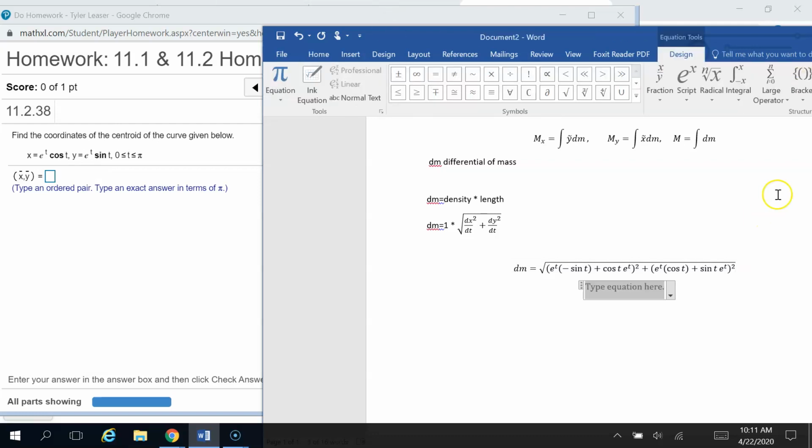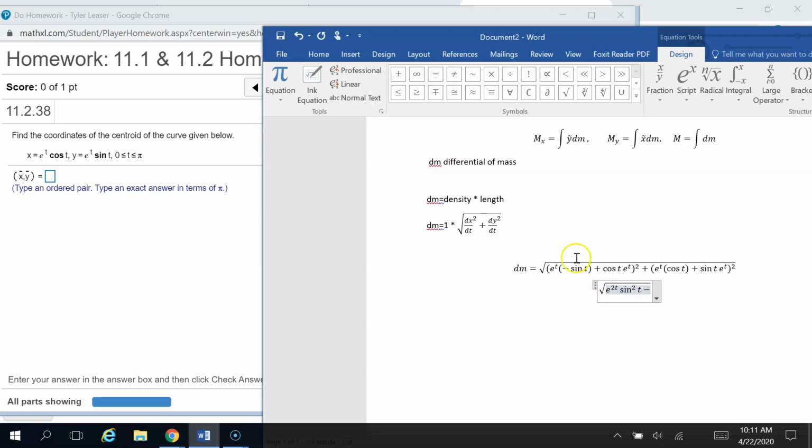So unfortunately, we're going to have to actually square out these binomials here. So squaring this, just pretend there's 2 of these side by side, and we're going to FOIL it all together. So we're going to do this e to the t negative sine t times another e to the t negative sine t. E to the t times e to the t is e to the 2t, and then negative sine times negative sine is sine squared.